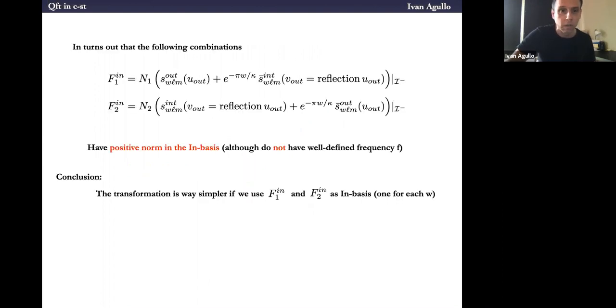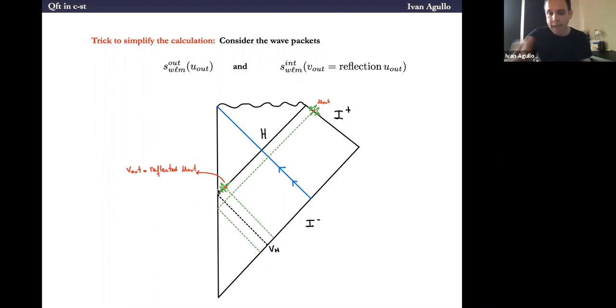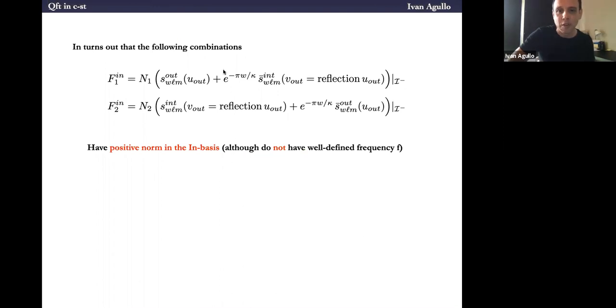Consider these two, and you are going to see in a second why these two. So this out mode and the reflected mode on the horizon in this concrete manner. It happens that if you consider this linear combination of this out and reflected in, conjugated, with this concrete coefficient, when you bring it back to Scri minus, it has positive norm in the in basis. And if you interchange the roles of in-t and out, this also has positive norm in the in basis.